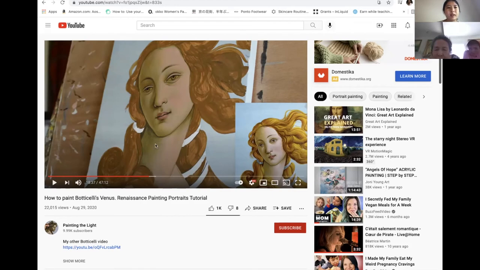Yeah, you can see he uses that guide and a very small paintbrush. And he sometimes alternates between light and dark. And yeah, I think it's a good practice to copy the old masters.